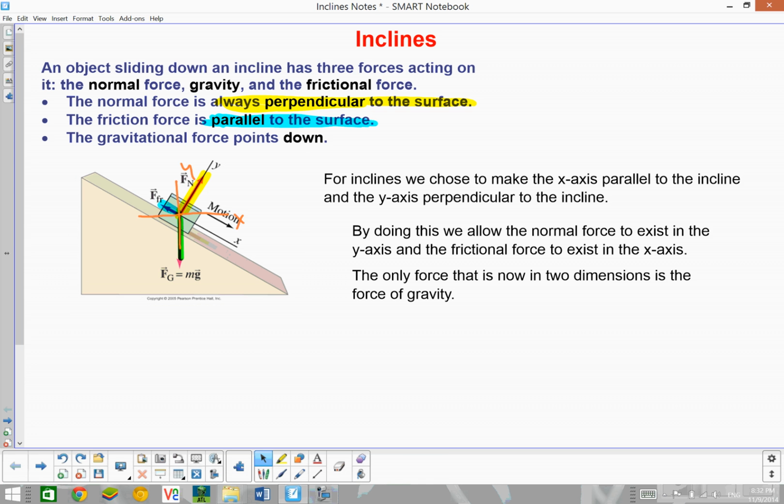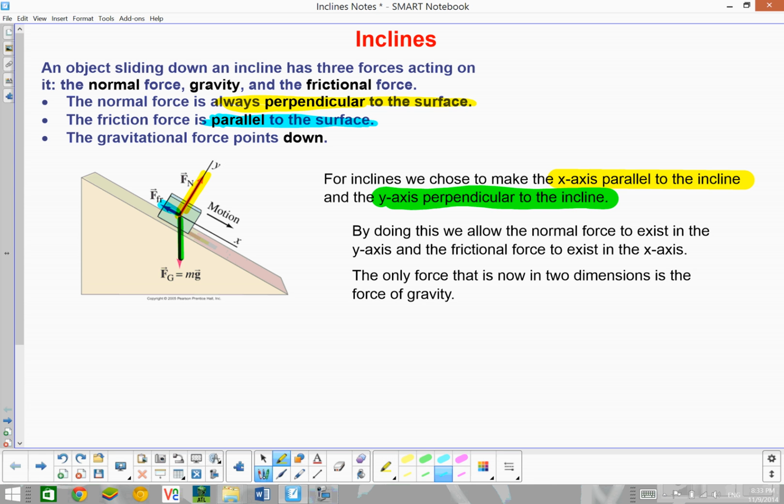This ends up getting pretty tricky for objects on an incline because we have two different forces in two dimensions. We choose now to do a little math trick. We're actually going to define the xy coordinate system differently. Rather, we're going to treat the x-axis as that parallel to the incline, and the y-axis as the axis that's perpendicular to the incline. So we're really going to rotate the xy coordinate system that we usually use.